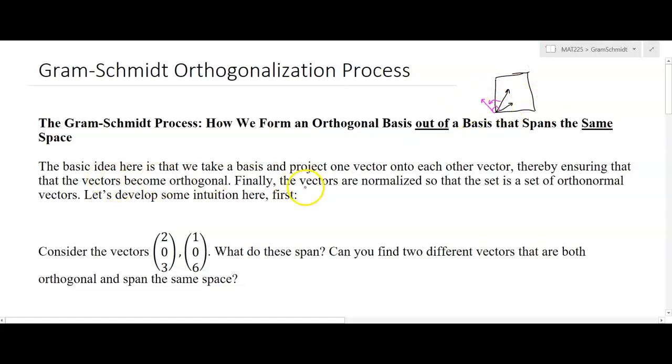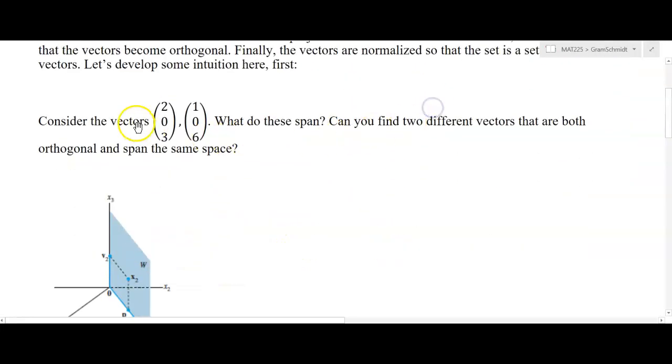So the basic idea here is that we take a basis and project one vector onto the other, thereby ensuring that the vectors become orthogonal. Finally, the vectors are normalized so that the set is a set of orthonormal vectors, which is very convenient. And let's develop some intuition before we introduce how this process works.